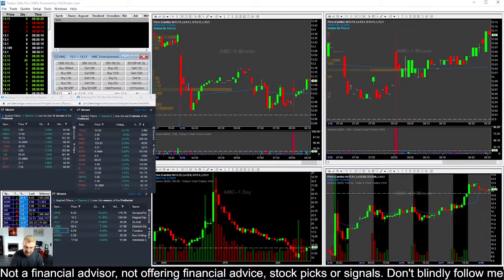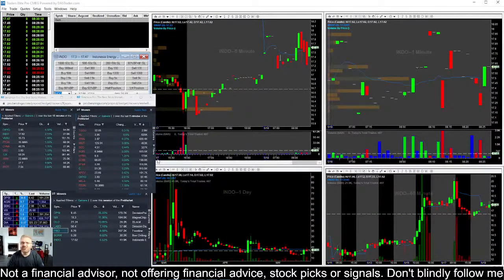Indonesian Energy. I'm not happy with this one lately because the spreads have just been awful. 17 cents at the moment, spread on Indonesian Energy. There's no volume anyway, but when we were trading it earlier in the year, the spreads were between 5 and 10 cents, and we could get some really good moves on it. But right now, Indonesian Energy, it's so risky.